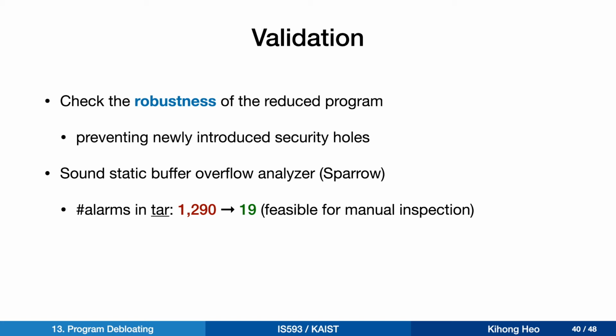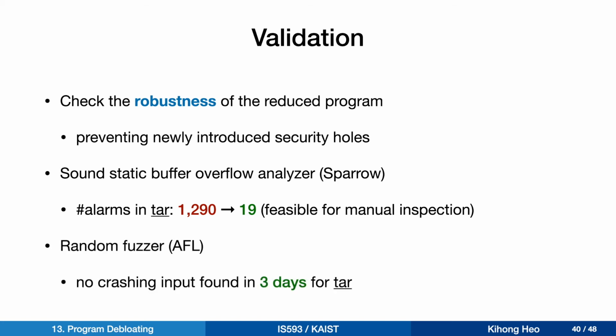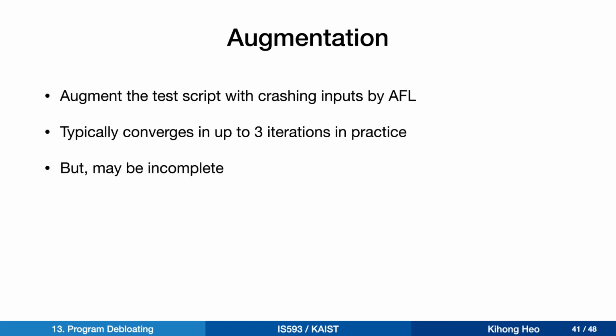And also for each reduced program, it runs a fuzzer, which is a random testing tool, for a long time and sees if it finds a new bug. During the validation process, when the fuzzer finds a new crashing input, then the system can simply augment the test script with the newly found counterexample.